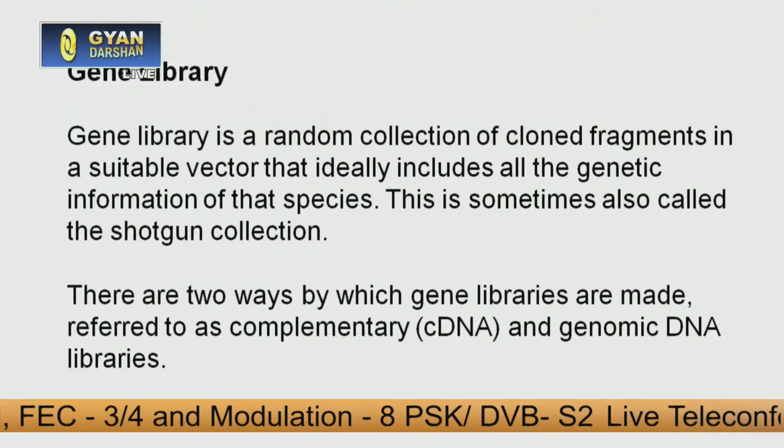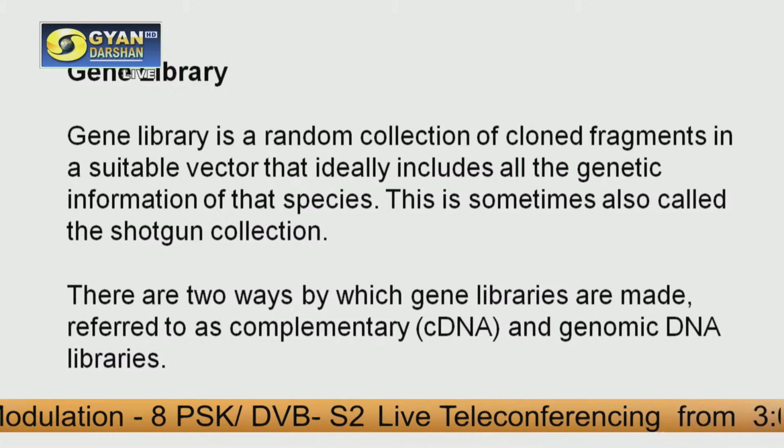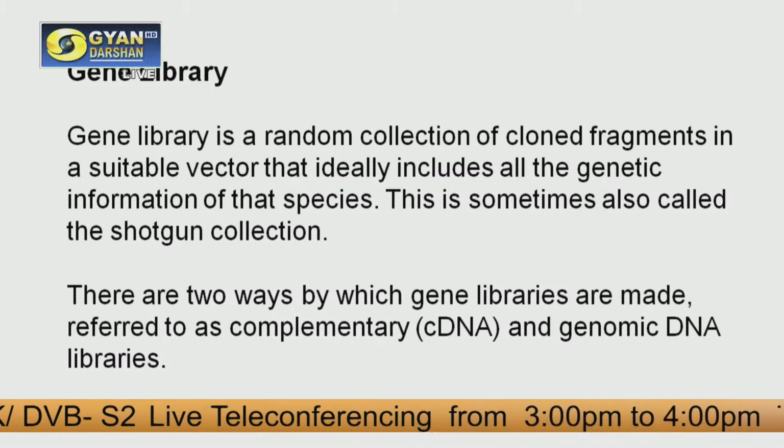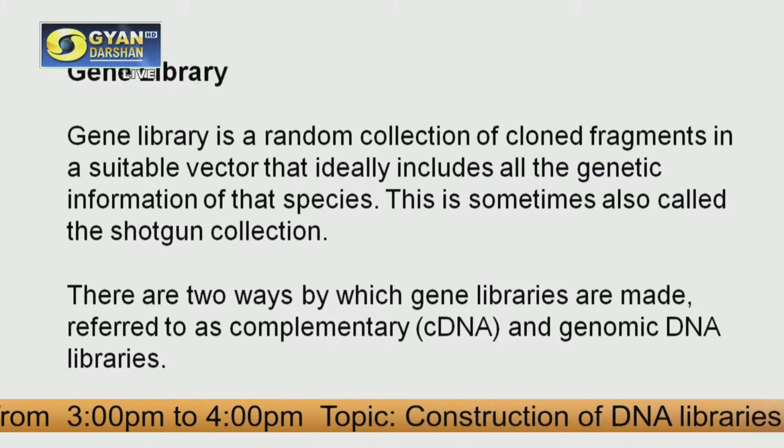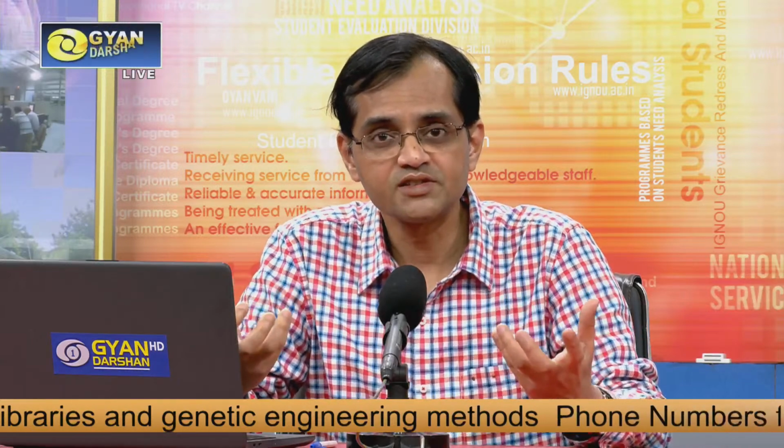Now, when we are talking of a gene library, there are two components. It can be a genomic library or it can be a cDNA library. What is the difference between the two? When you are talking of a genomic library, you are dealing with the entire genomic component. That means in a genome, there are both exons as well as introns: exons which are actually expressed, and introns which are spliced out during RNA splicing.